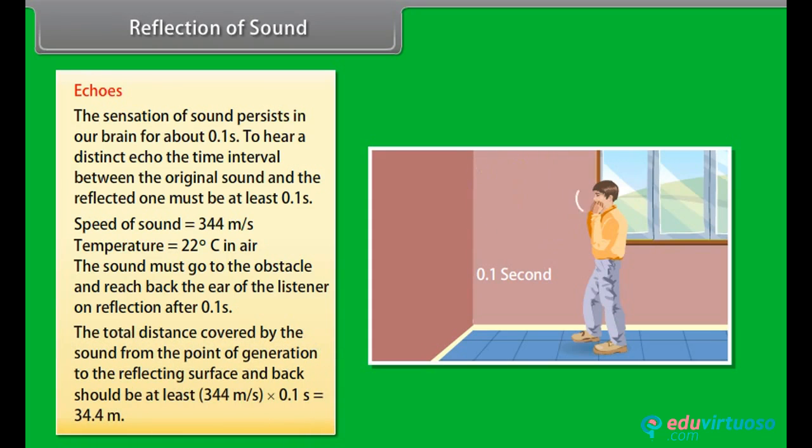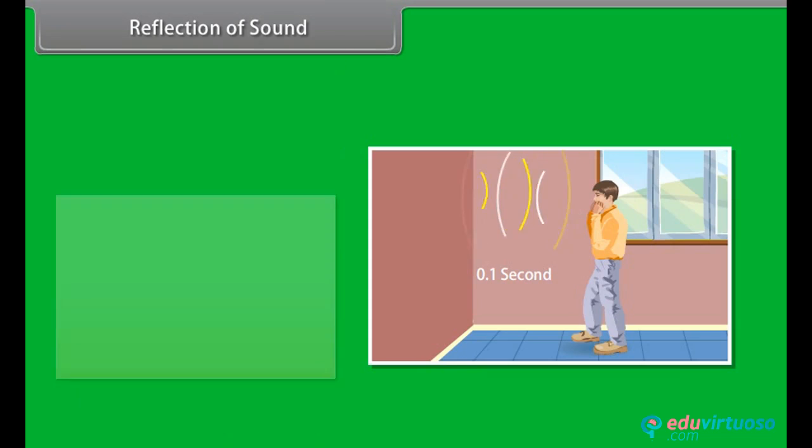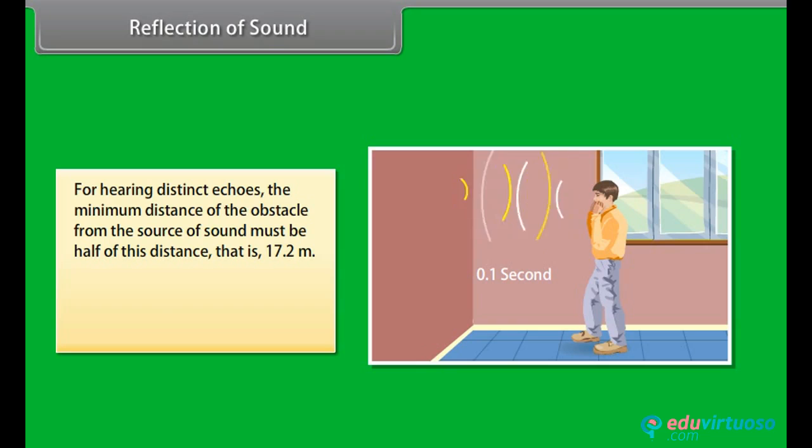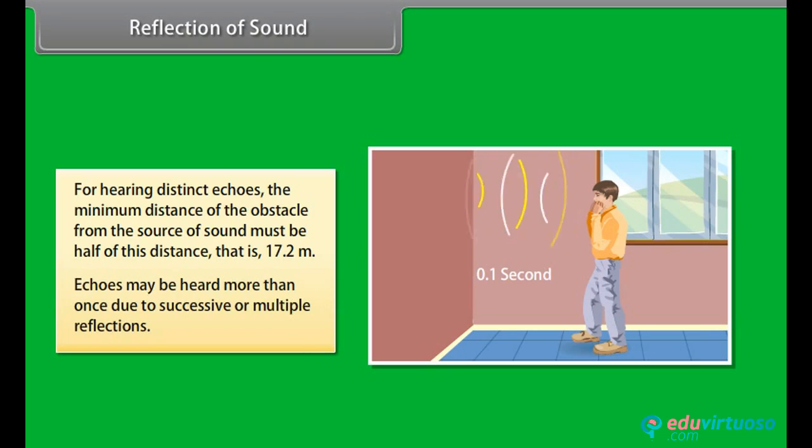Hence, the total distance covered by the sound from the point of generation to the reflecting surface and back should be at least 344 meters per second × 0.1 second = 34.4 meters. Thus, for hearing distinct echoes, the minimum distance of the obstacle from the source of sound must be half of this distance, that is 17.2 meters. This distance will change with the temperature of air. Echoes may be heard more than once due to successive or multiple reflections.